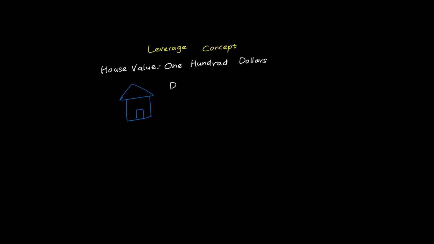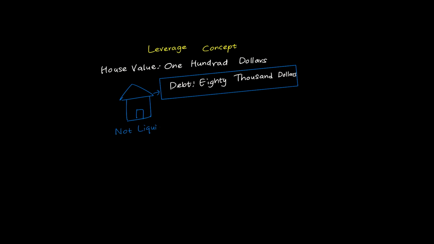Let's connect personal finance to corporate finance through this leverage concept. Imagine a homeowner who bought a house worth $100,000 but took out an $80,000 mortgage. That means 80% of the property is financed by debt, and only 20% represents the owner's actual equity or down payment. In corporate finance, we call this high leverage.